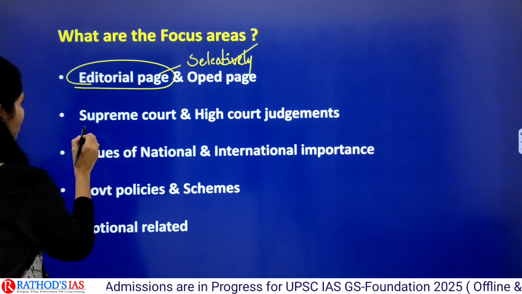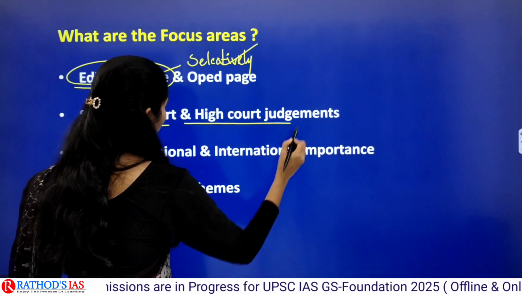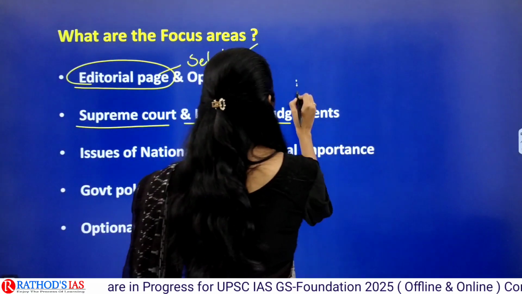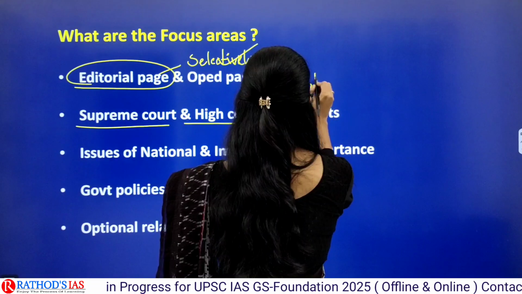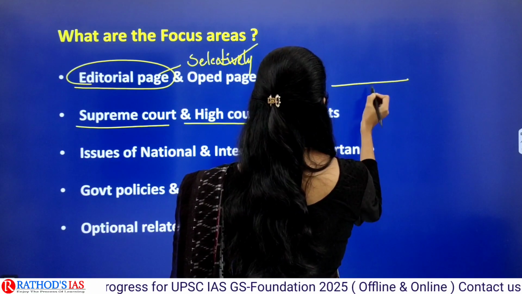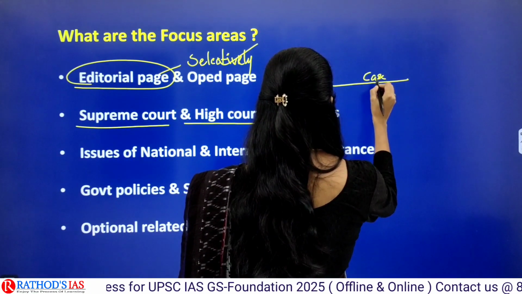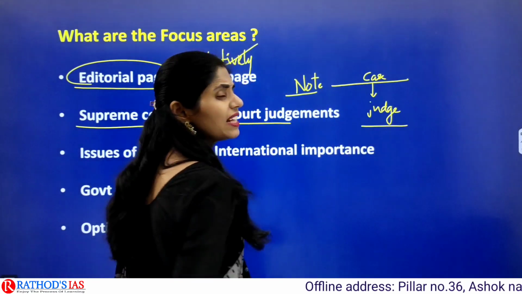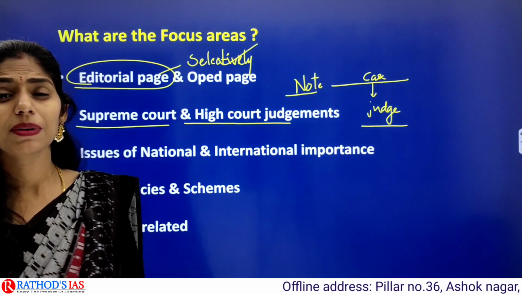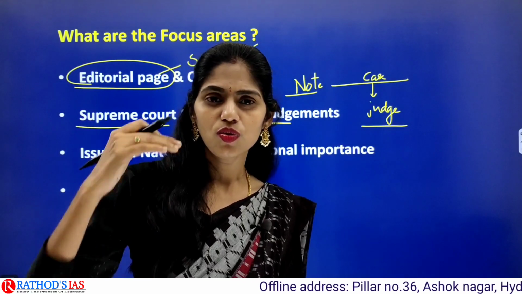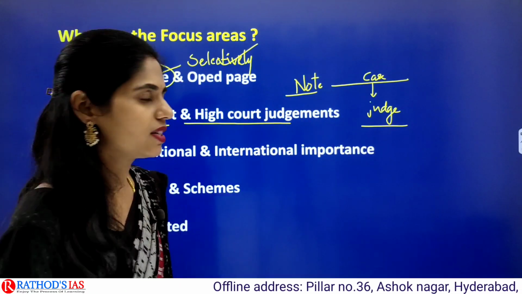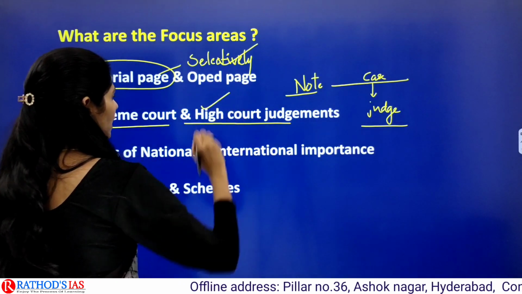And this one is Supreme Court and High Court judgments. Wherever possible, try to make a note of the name of the judgment, what the case is, and what judgment was given. For example, recently the electoral bond scheme was made null and void. So what is the name of that case, the case name, and what is the judgment? In that way, you can get questions.